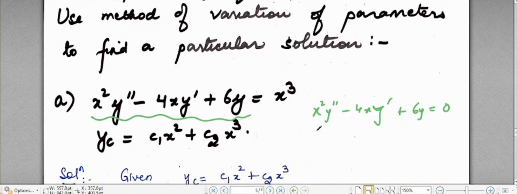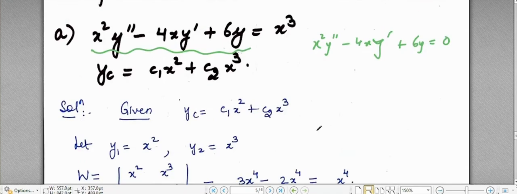So this question is going to become a very lengthy question if they expect you to find out yc also using that substitution and then using that yc to find out yp using method of variation of parameters. So if such questions come, then they give you yc ready made in the question itself. So yc is already given.